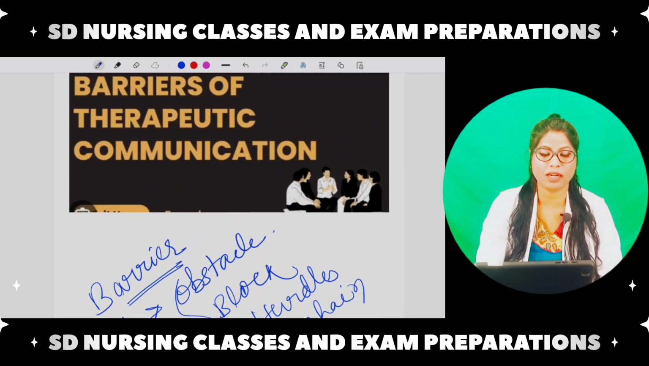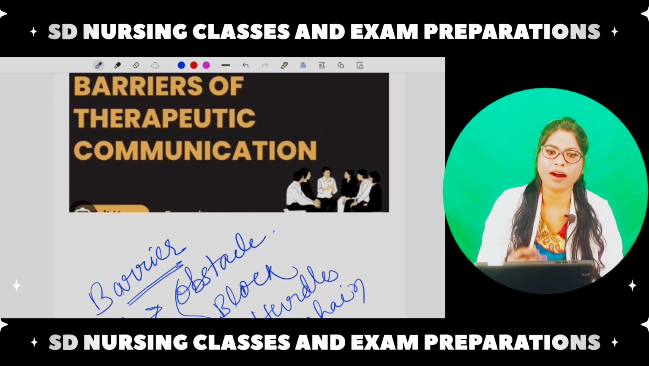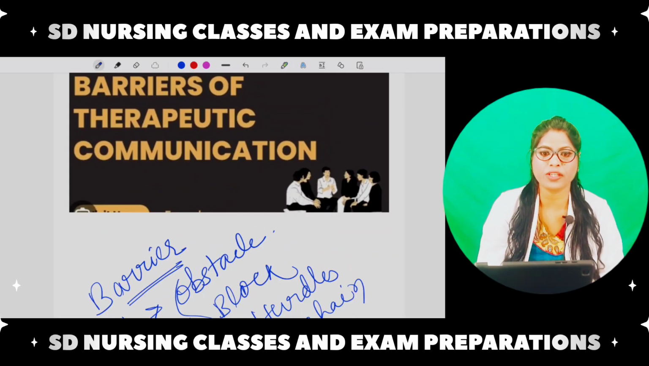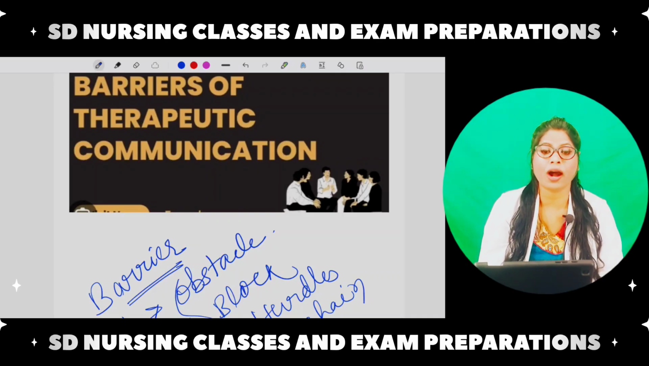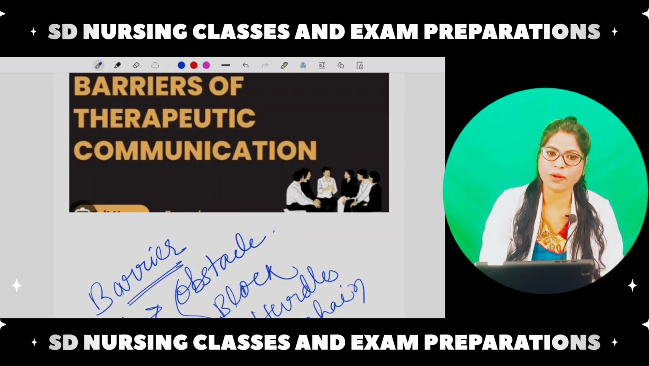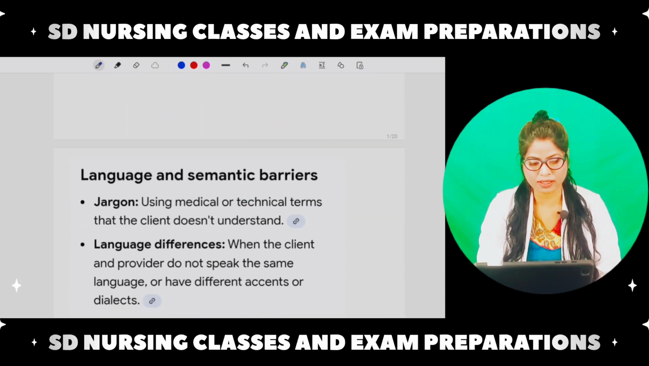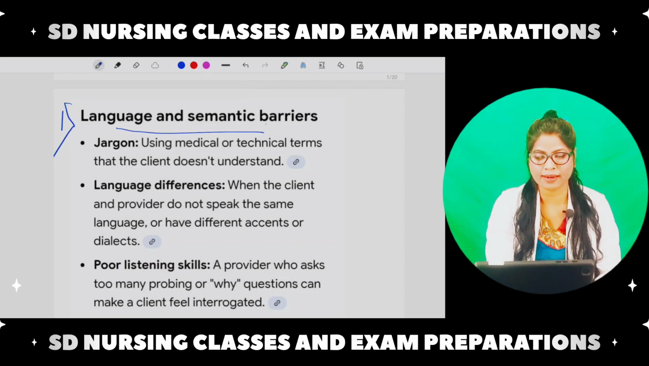So here our topic is barriers of therapeutic communications. It means when we are communicating with our client, with our patient, what all barriers may occur. Every time when we are communicating with our patient, many barriers may occur. So today we will study what all barriers there are and how we can overcome them, so that our communication is very effective. One by one we will read about these barriers. So first one is language and semantic barrier.